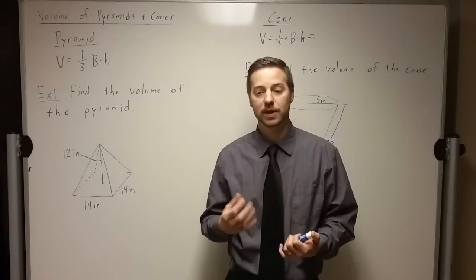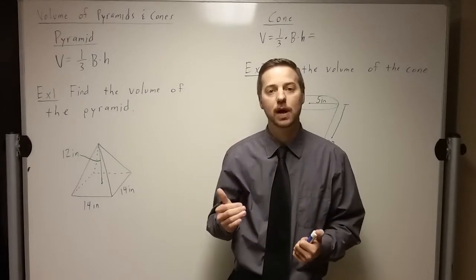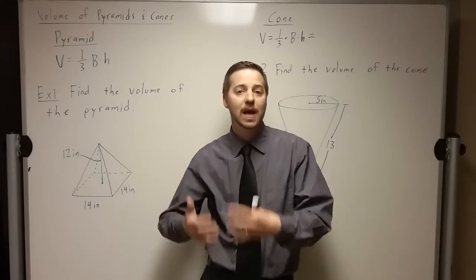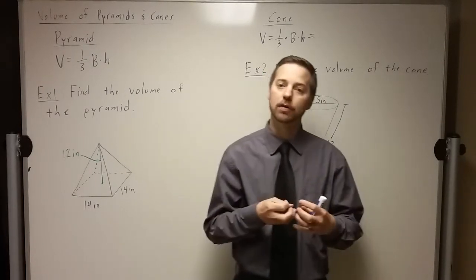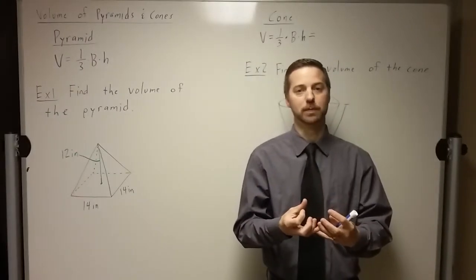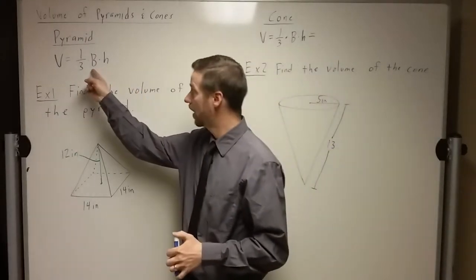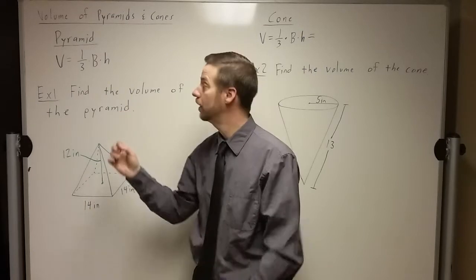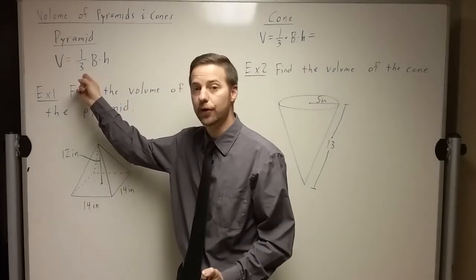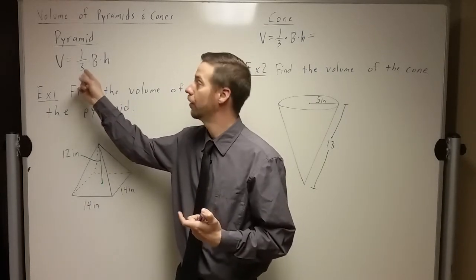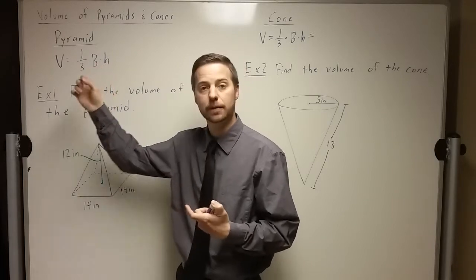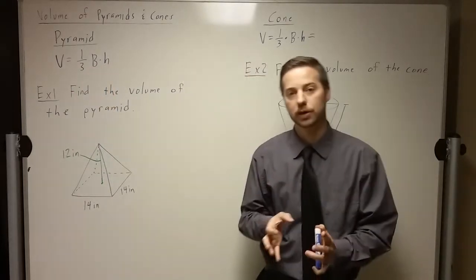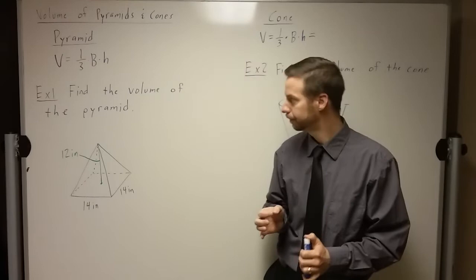Now, since it took three pyramids to fill up the prism, that means a pyramid would be exactly 1/3 of the volume of that same prism. And so since a prism is area of the base times the height, a pyramid then is 1/3 of that volume, so 1/3 of the area of the base times the height. So there's our big formula we're going to be using to find the volume of a pyramid.